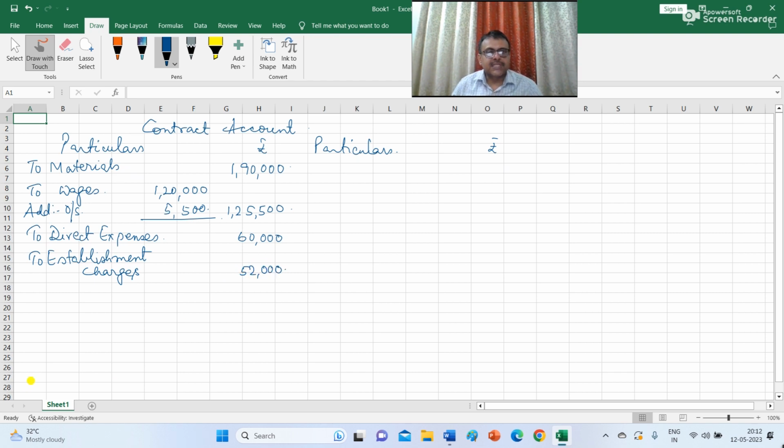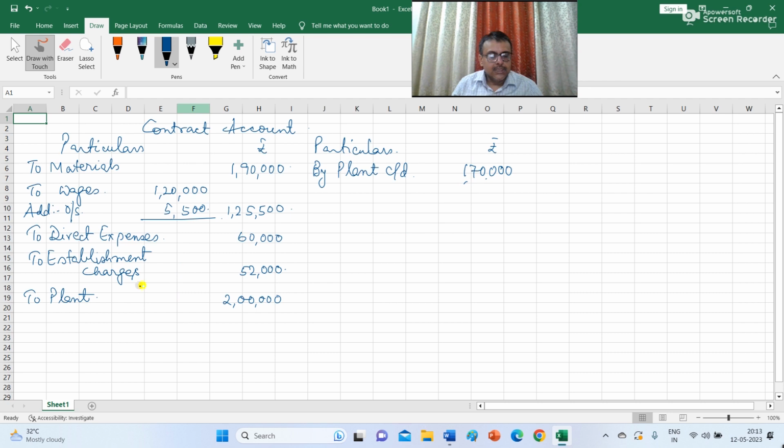Next is the special plant that was sent to site. So I have to write it here as plant. I can write directly 30,000 as depreciation, or I have to write it here as to plant 2 lakh, and the value of the plant at the end of the year I have to write on the credit side as by plant c/d 1,70,000.